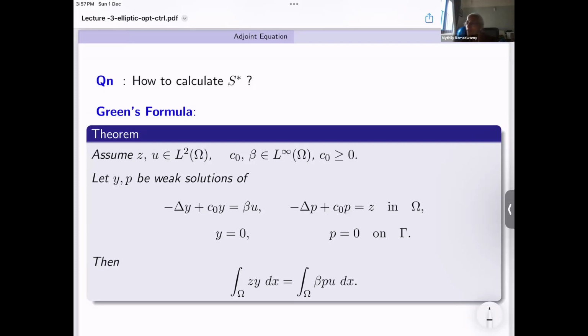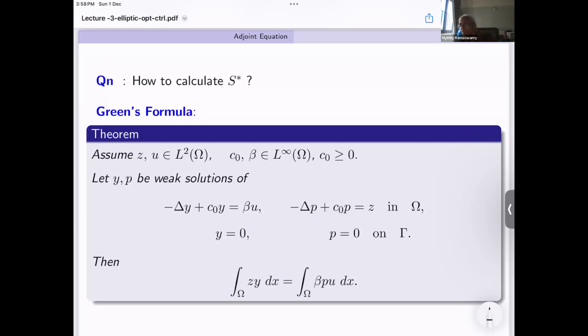What is Green's formula? If you have the equation minus Laplacian of y plus c naught y equal to beta u, and an adjoint equation for that, that is minus Laplacian of p plus c naught p equal to z, both satisfy zero boundary conditions, then I have a result saying z, the right hand side of the adjoint equation multiplied by y is precisely beta u multiplied by the adjoint vector p. How do we get this? The proof is very simple.